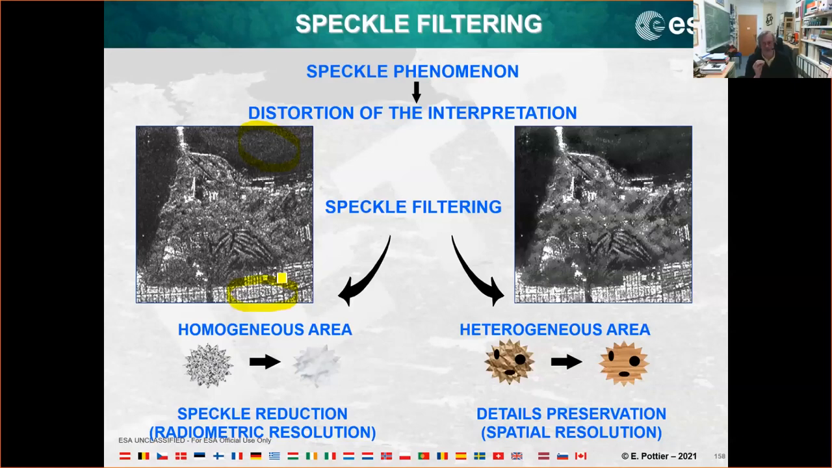It means that during the speckle filtering, I have to estimate whether it is a homogeneous area or a heterogeneous area. If it is a homogeneous area, I have to reduce the speckle because the most important is the radiometry. But in a heterogeneous area, I must not filter, because I have to preserve the details and keep the spatial resolution intact.